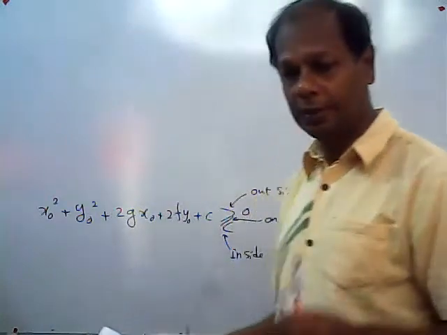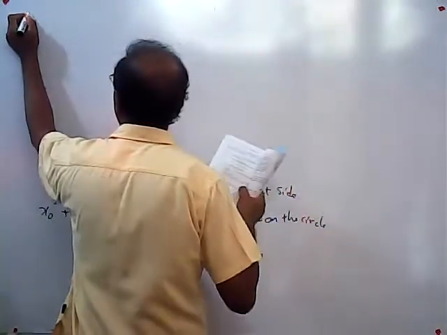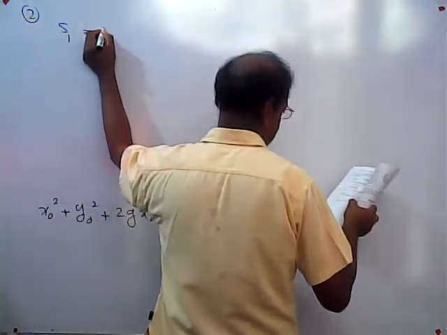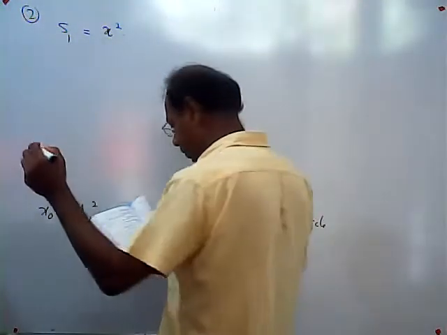And the second question I gave is this. I gave two circles which are named S1 and S2. Question number 2. Circle S1 is x squared. No, I gave maybe 3 questions.